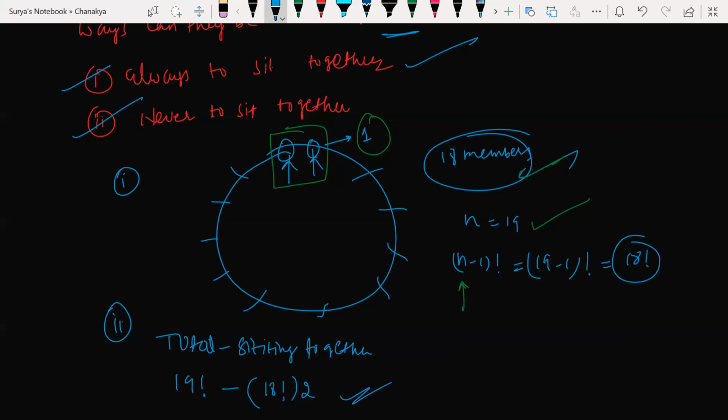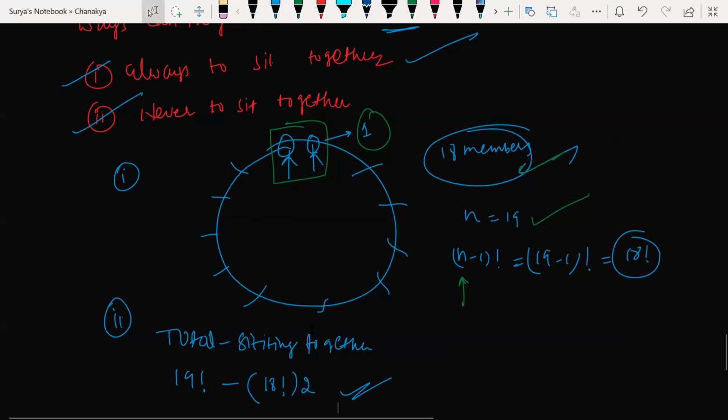Total is 19 factorial. Sitting together is what? 18 people can be arranged in 18 factorial different ways. And they can sit in 2 different ways. Hope it is clear. They can sit in either anti-clockwise or clockwise direction. So total 18 factorial into 2 different ways when they sit together. Hope it is clear. Any doubts, people?